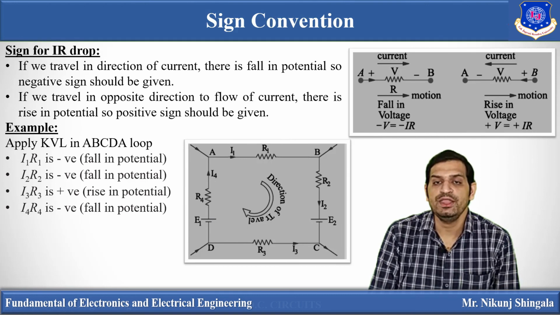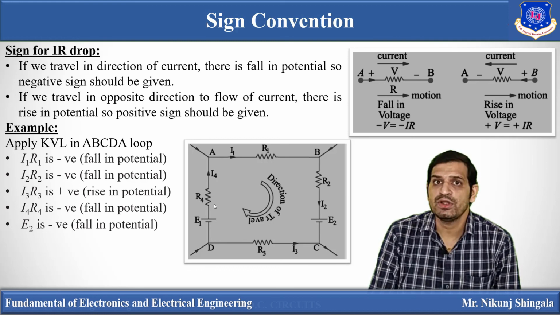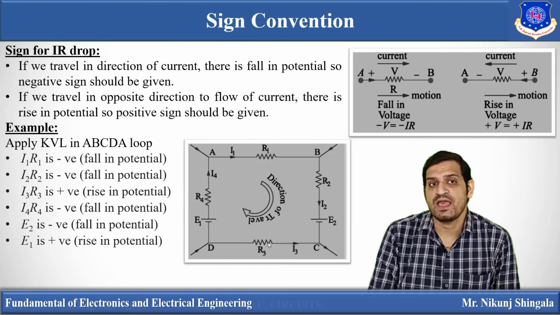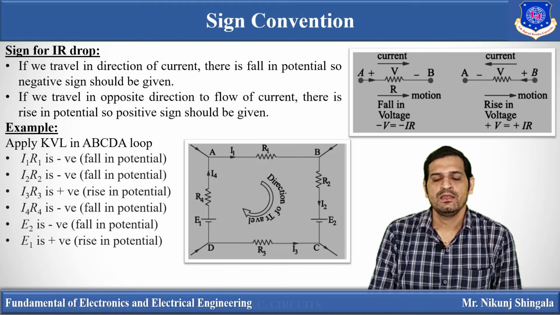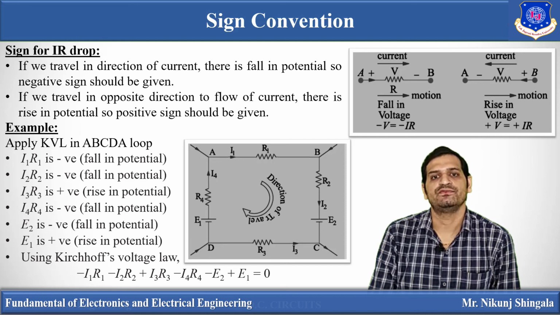Now, what about E1 and E2? Here, E2, when we are traveling, the positive terminal comes first. So, it is also negative. Now, in the case of DA, in the case of E1, the negative terminal is coming first. So, we are traveling from lower potential to higher potential. So, E1 is positive. So, this is how we can assign the sign for different IR drops and EMF in the given network. So, applying KVL in the loop, we can write minus I1 R1 minus I2 R2 plus I3 R3 minus I4 R4 minus E2 plus E1 is equal to 0.